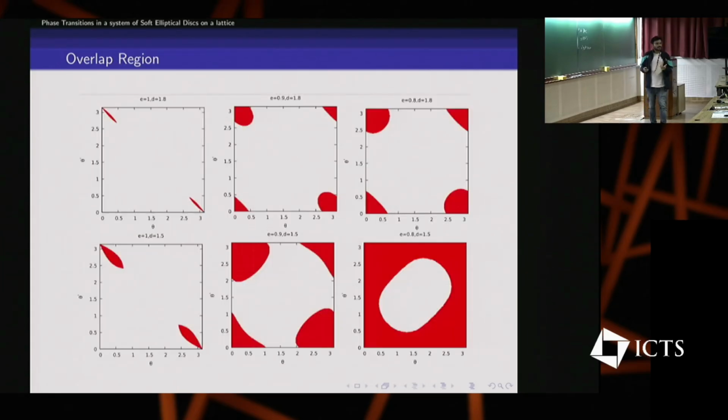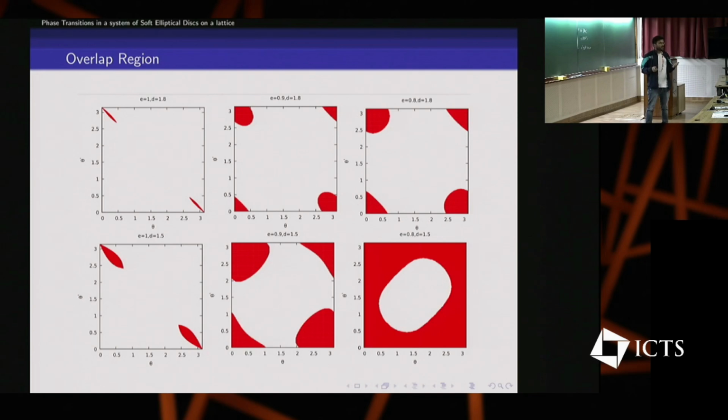Using this algorithm, I obtained this overlap region for different eccentricities and D, and we checked that for E equal to 1, the rod limit, it matches well with our previous work. As you decrease the eccentricity, it becomes more asymmetric, and the overlap region is also increasing. This problem is not exactly solvable on the triangular lattice, so we wanted to do some analytical calculations.